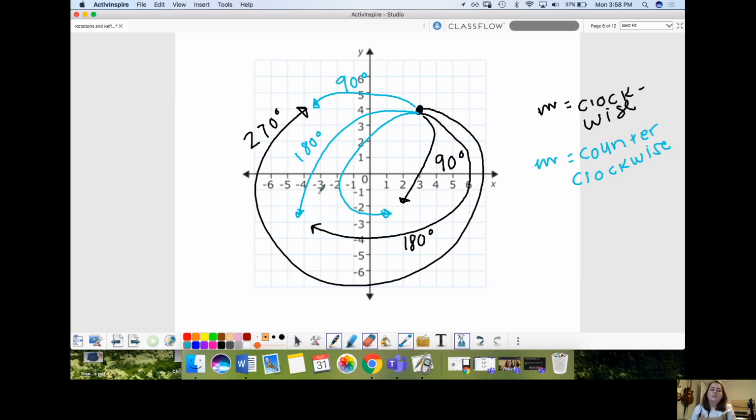And then our last one is 270 degrees. And so 270 degrees counterclockwise is the same as 90 degrees clockwise. I know this looks a little bit confusing, but if you can envision this, it's really going to help you, especially if you're not good at memorizing how the numbers work together.